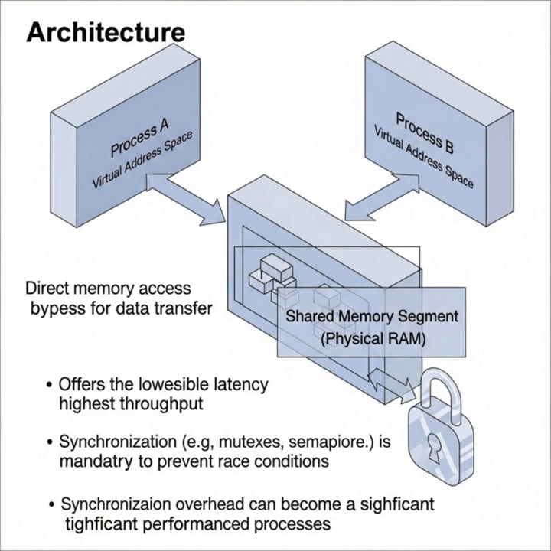However, this raw speed comes with significant responsibilities. Since processes are accessing the same memory concurrently, you are responsible for synchronization. Without proper mechanisms like mutexes, semaphores, or locks, you'll inevitably face race conditions and data corruption. This synchronization overhead is the hidden cost of shared memory.